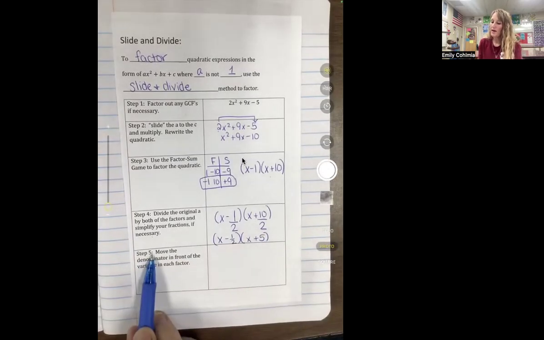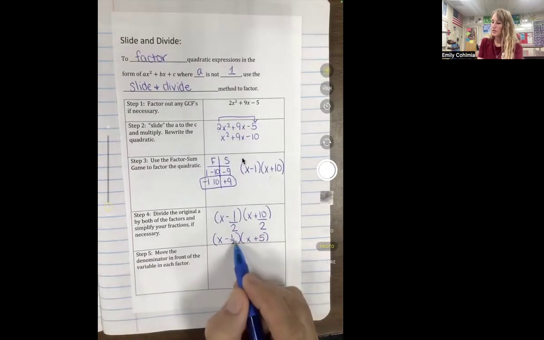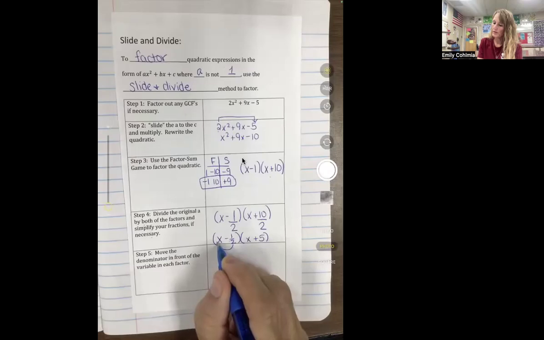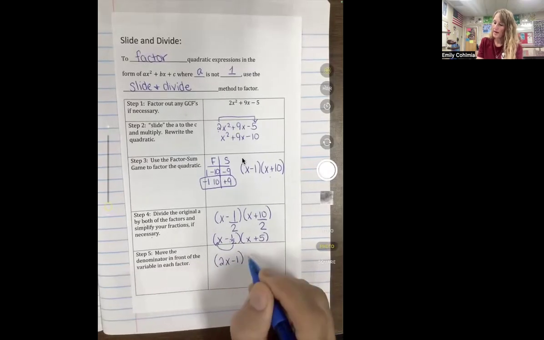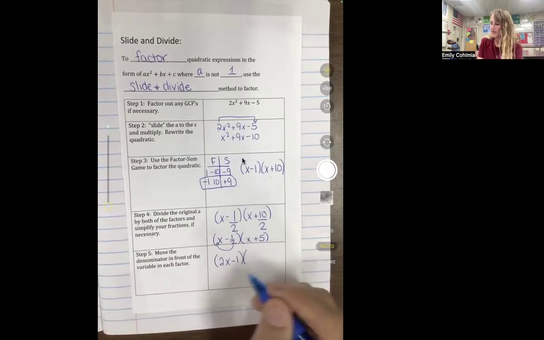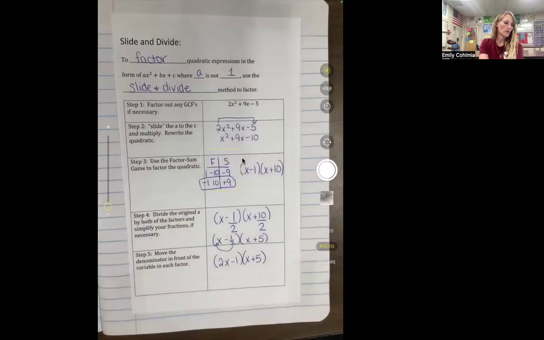And then step 5, we are going to move the denominator in front of the variable in each factor. So we're going to take our 2 and we're going to move it in front. So this becomes 2x minus 1. And then this one just had a 1 underneath it, so x is the same as 1x. That one doesn't change. So x plus 5. If you were to FOIL or box these out, then it would go back to that.